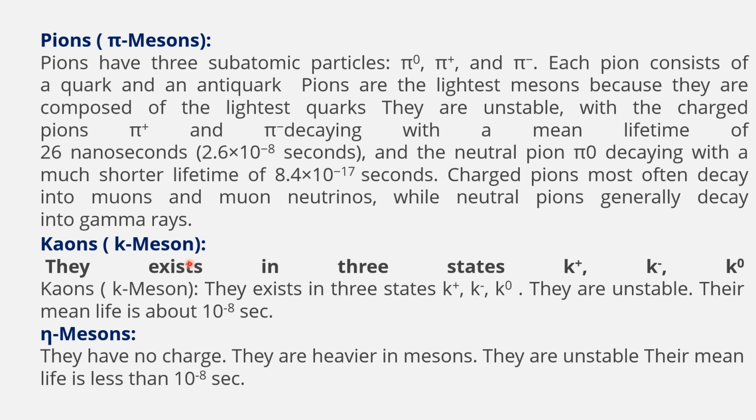Coming to kaons, which are nothing but K mesons, they exist in three states: K plus, K minus, and K naught. They are unstable and their mean life is about 10^-8 seconds. Eta mesons have no charge, they are heavier than pions, and they are unstable. Their mean life is less than 10^-8 seconds.